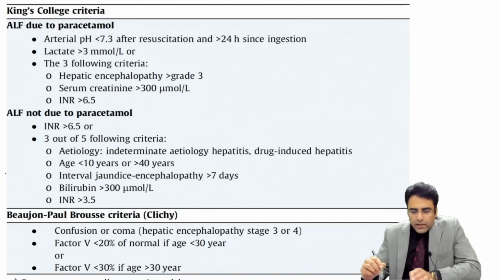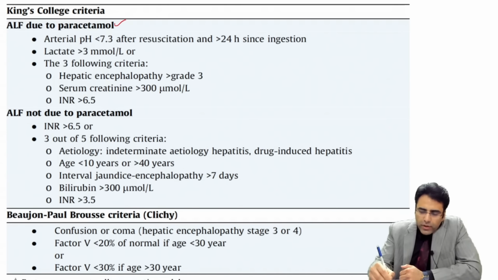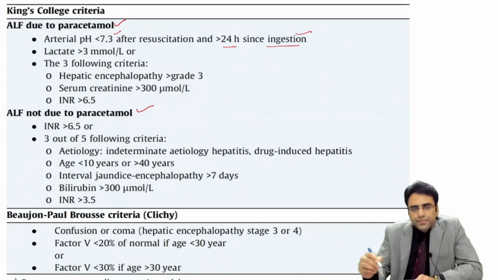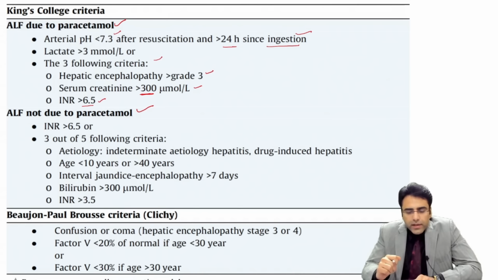So we have acute liver failure due to paracetamol poisoning, then we have acute liver failure which is not due to paracetamol. In the first, we have arterial pH less than 7.3 after resuscitation and more than 24 hours since ingestion, lactate levels more than 3 millimoles per liter, or the three following criteria: hepatic encephalopathy more than grade 3, serum creatinine levels more than 300 micromoles per liter, and INR of more than 6.5. So these criteria are included in acute liver failure due to paracetamol poisoning.